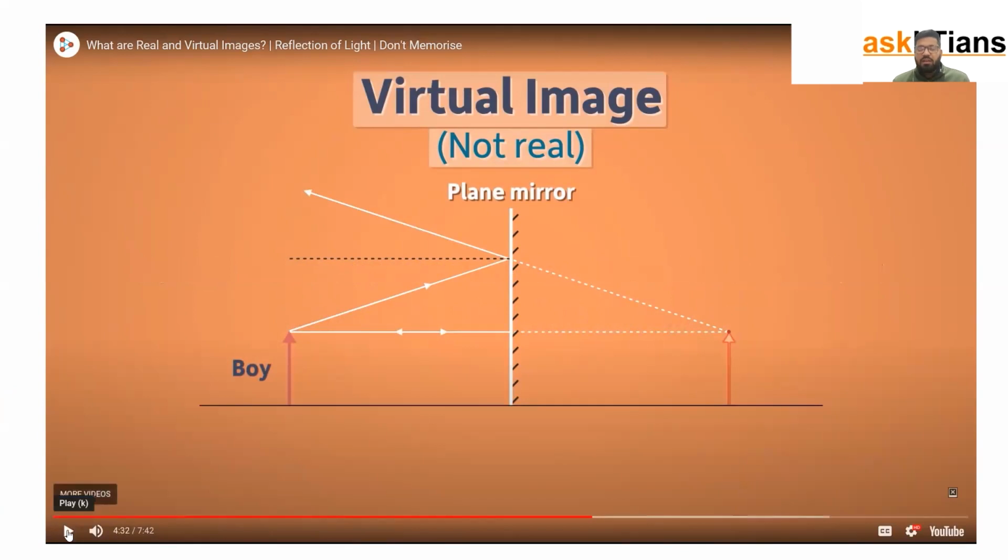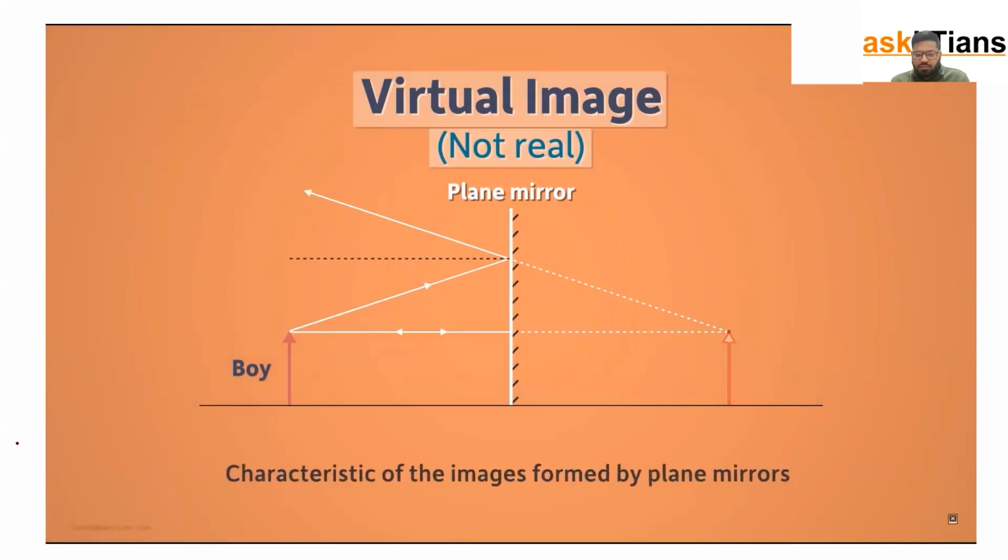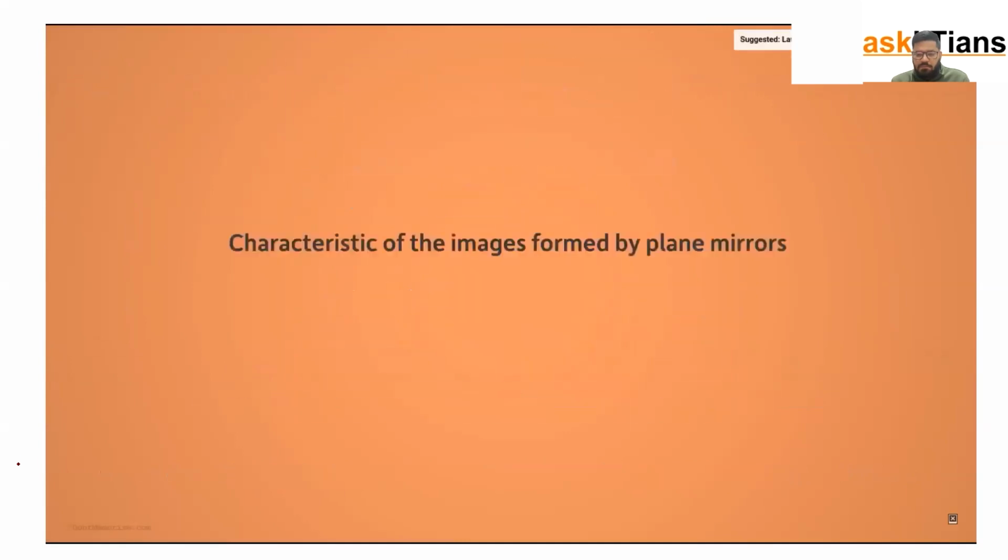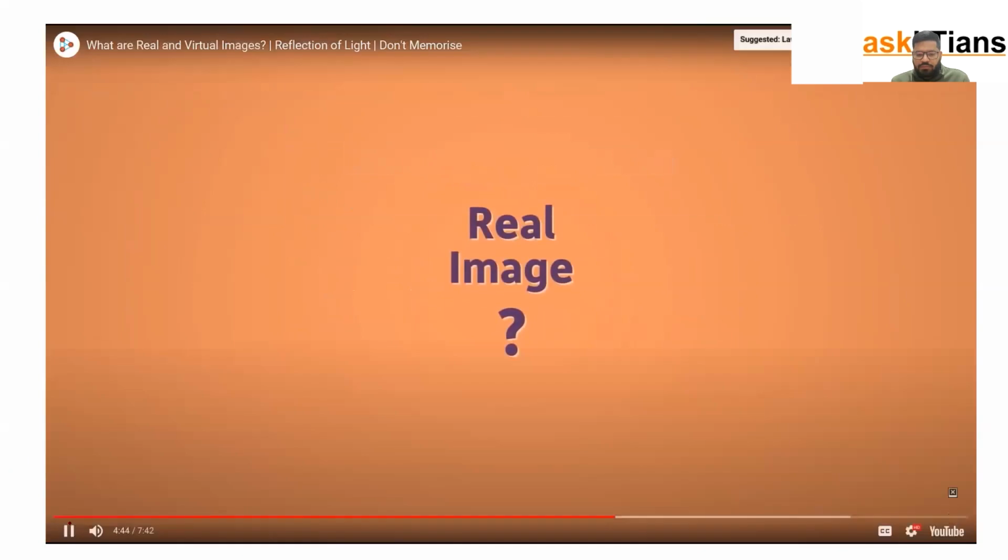So this thing is clear. Every plane mirror forms a virtual image in which light rays do not actually meet. They appear to come from a point. This is the first characteristic of the images formed by plane mirrors. Images formed by plane mirrors are virtual and not real. So what is the real image then, and how are they formed? Now we are clear about virtual images. Now we are seeing what a real image actually is. If a virtual image is formed by a plane mirror, then what is a real image?